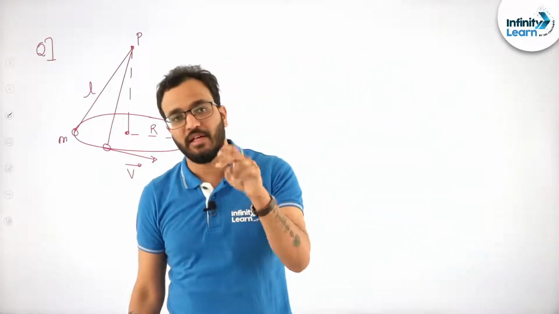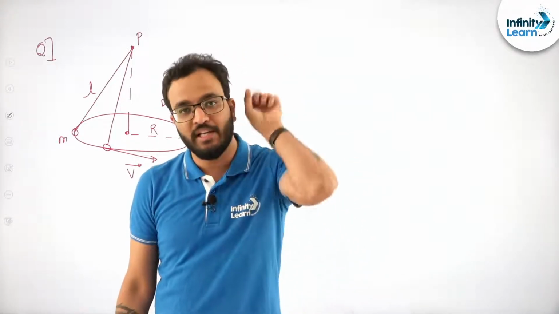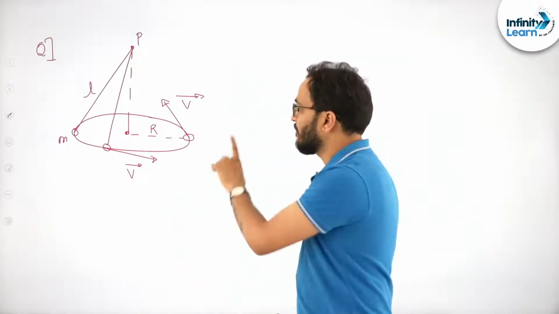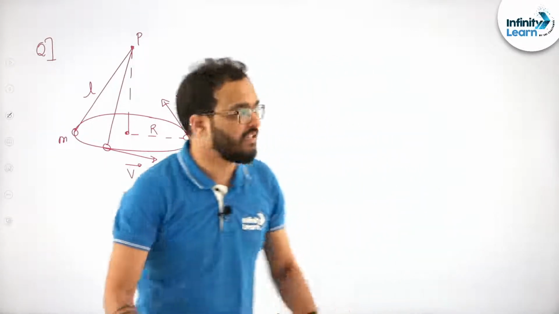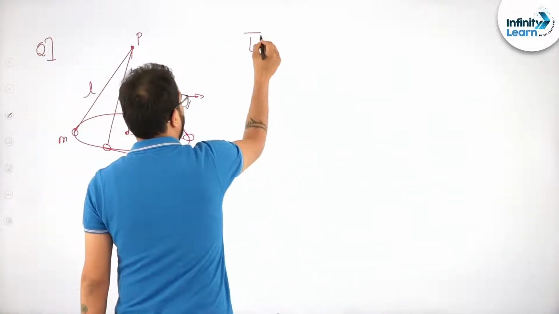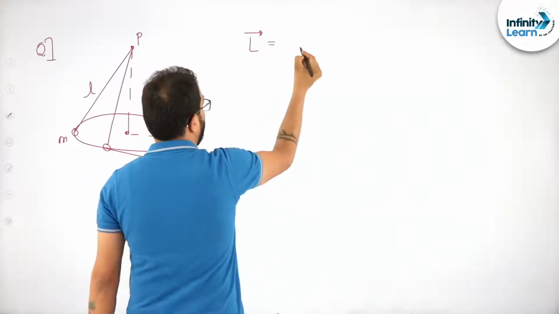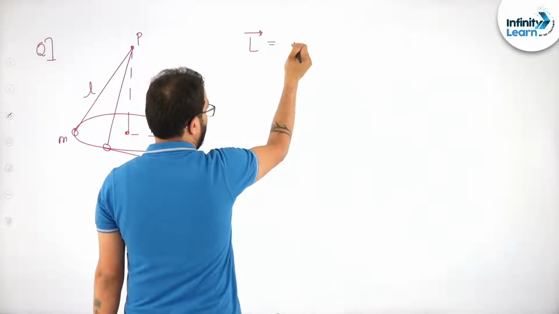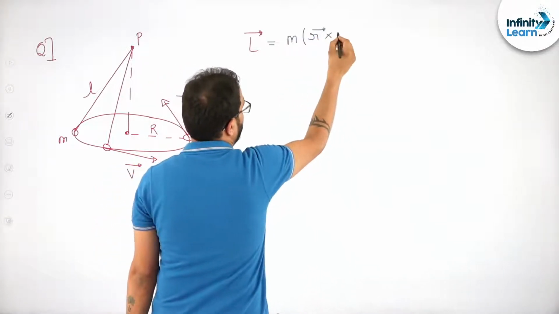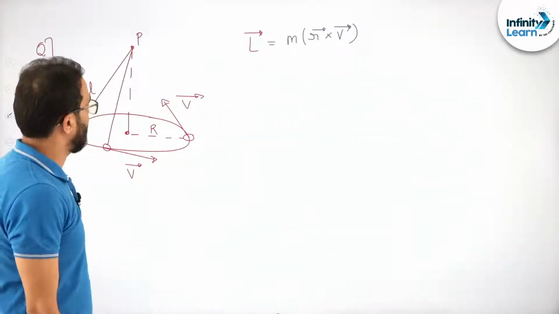So two things we need to understand. In the previous question, angular momentum was mvr, it was constant magnitude wise and direction wise also. So let's check it here. Are both the conditions matching here or not? It's very easy. Let's begin. What is the formula of angular momentum? Vector L is mass times vector r cross vector v.